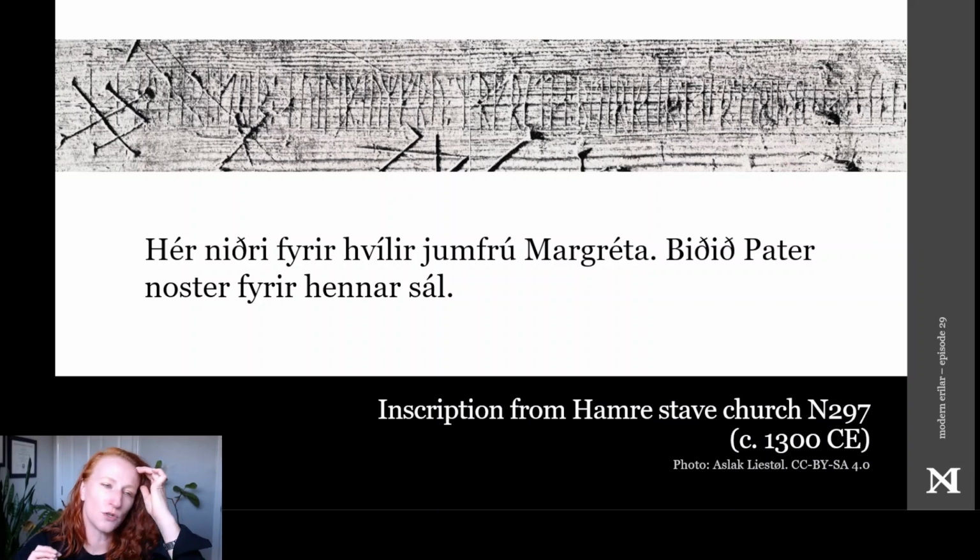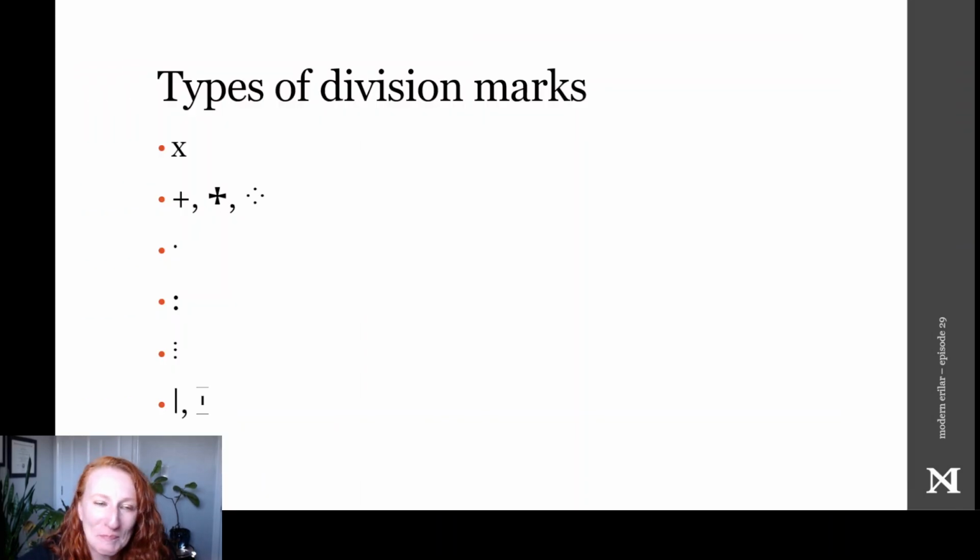If word division was marked during the Viking Age and into the medieval period, it still tended to be through marks, like the 3 dots that we can see dividing different words in this inscription from Hamre. Using space instead of division marks was relatively sporadic. So if we choose to divide the words within our runic text, and the most common way to accomplish this was with division marks, which marks can we choose?